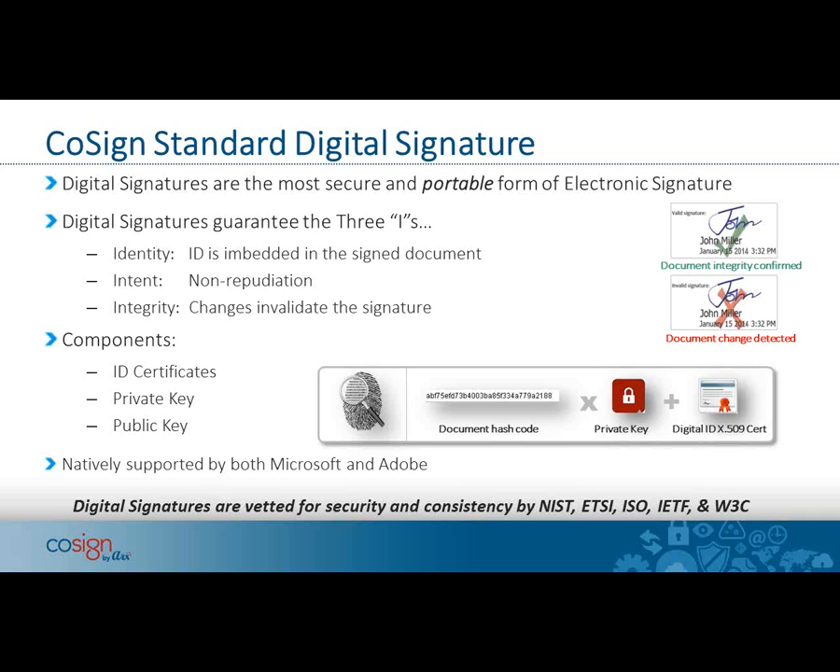However, the burden is on the relying party to be able to guarantee essentially three things: the identity of the person, the intent, and the integrity of the signature process that you're doing. And this is what digital signatures bring to the table. It's essentially an open standard, but what it does is guarantee those three I's.